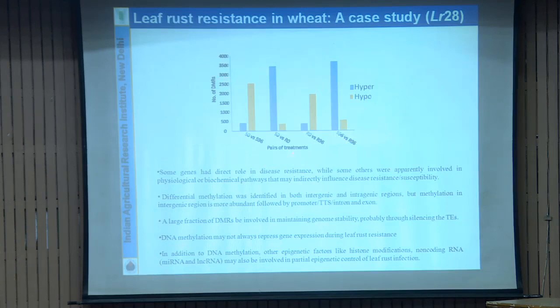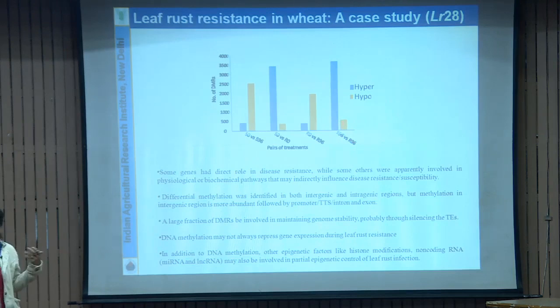From this figure you can see the changes in DNA methylation patterns of susceptible and resistant genotypes. This is S96 versus R96, meaning the susceptible genotype after 96 hours of inoculation with the leaf rust pathogen versus the resistant genotype after 96 hours of inoculation. Here you can see more regions are hypermethylated, that is more methylated, in the resistant genotype, and in the susceptible genotype fewer regions are methylated.